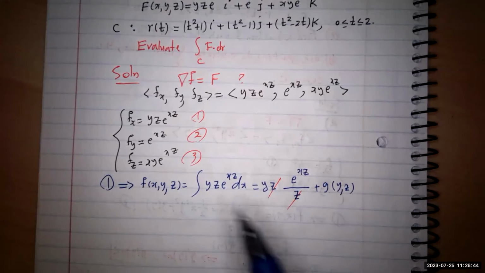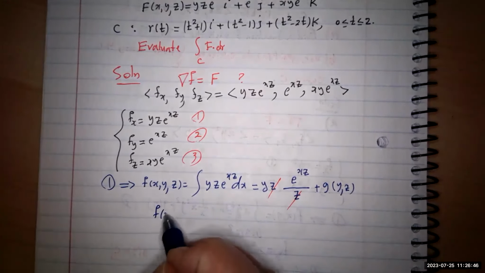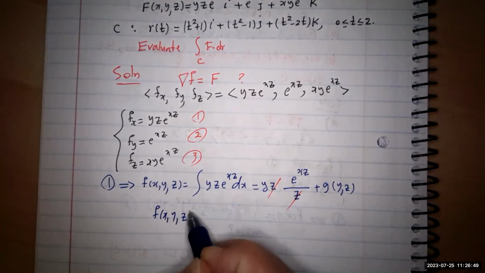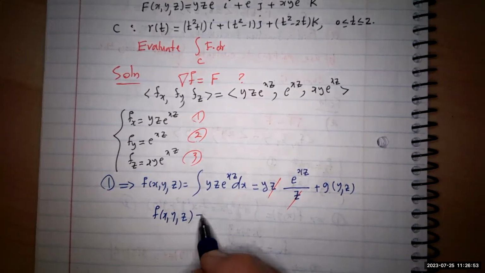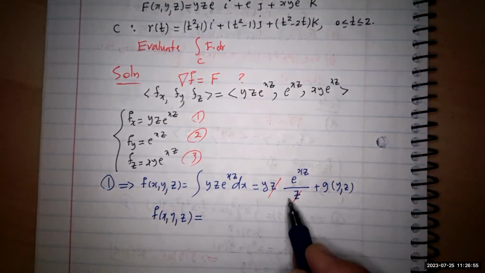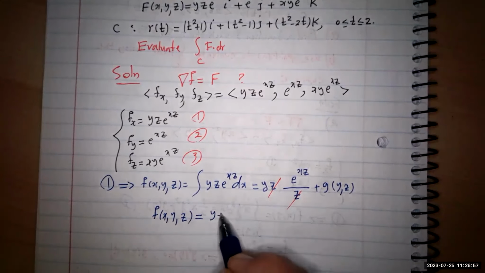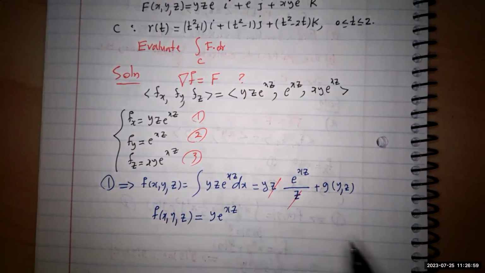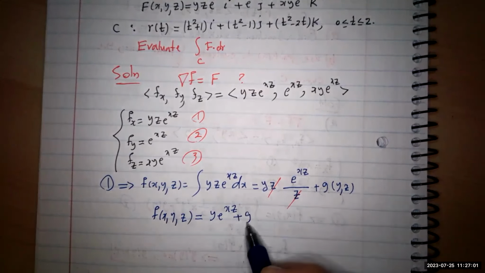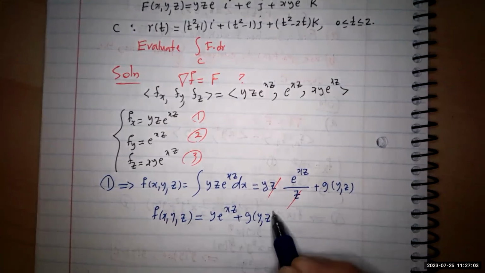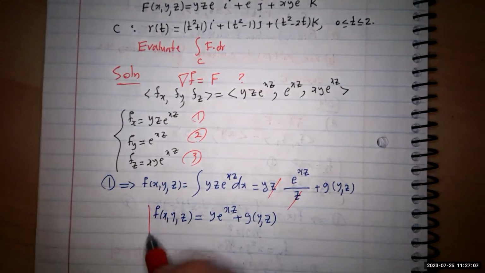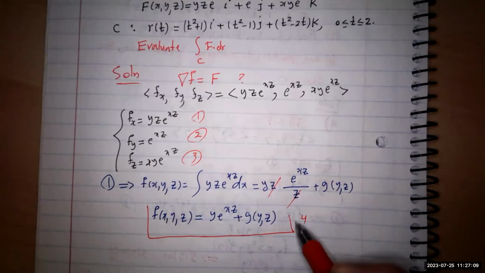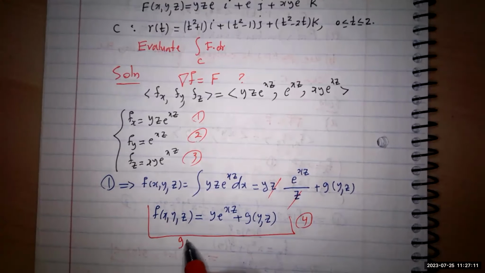So your function so far is f of x, y, z equal to y e to the xz plus g of y, z. This is going to be your equation number 4. But you have to test to see what g of y, z is.